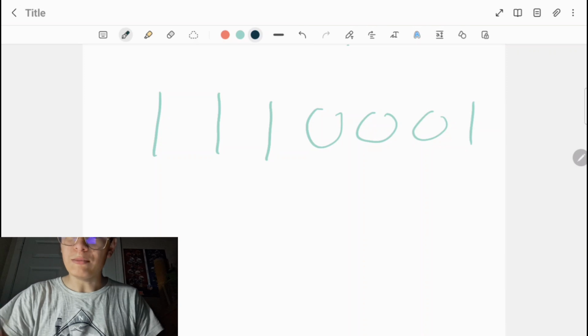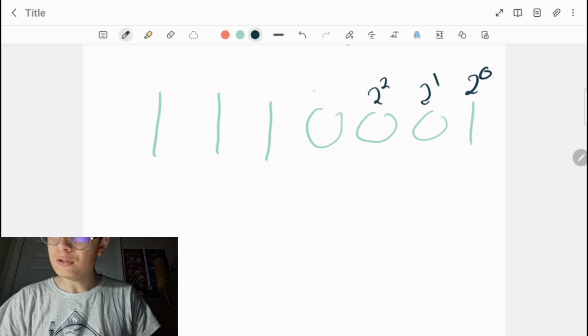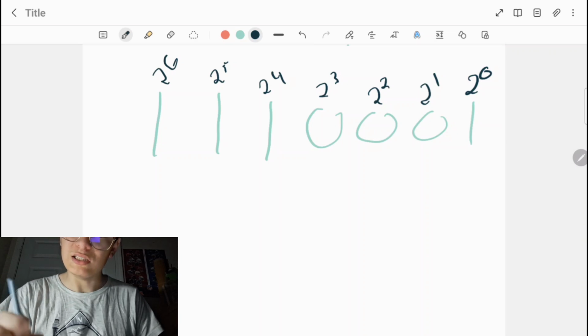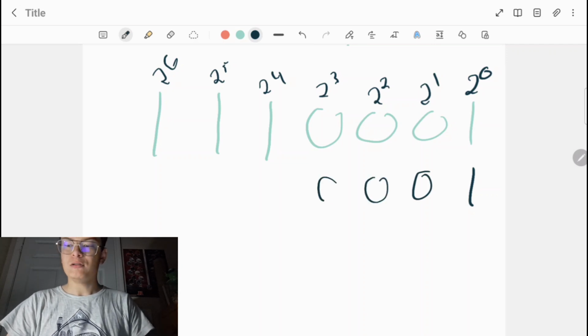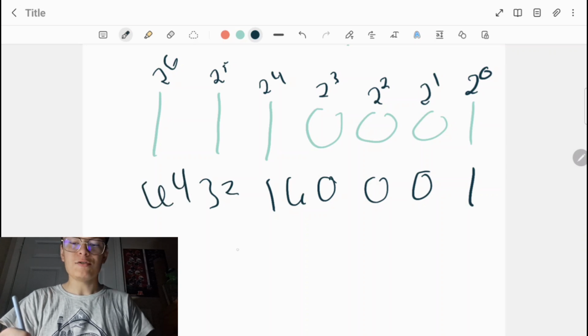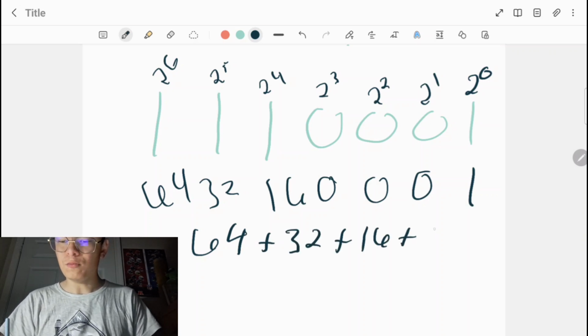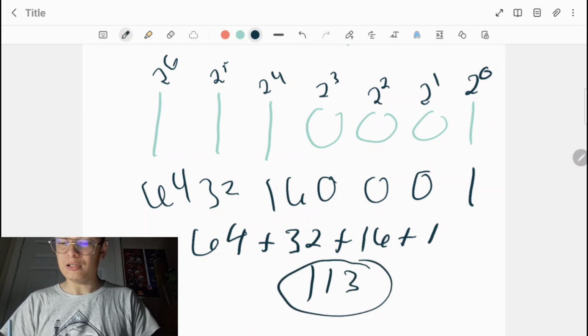Okay. And I'm going to mark it with black. So we're going to start here. Again, 2 to 0, 2 to the 1, 2 to 2, 2 to 3, 2 to 4, 2 to 5, and 2 to the 6. Okay, from here, I'm basically multiplying. So this will be 1, 0, 0, 0, 16, 32, 64. So then we add all the ones together. So 64 plus 32 plus 16 plus 1, okay, which is 113.